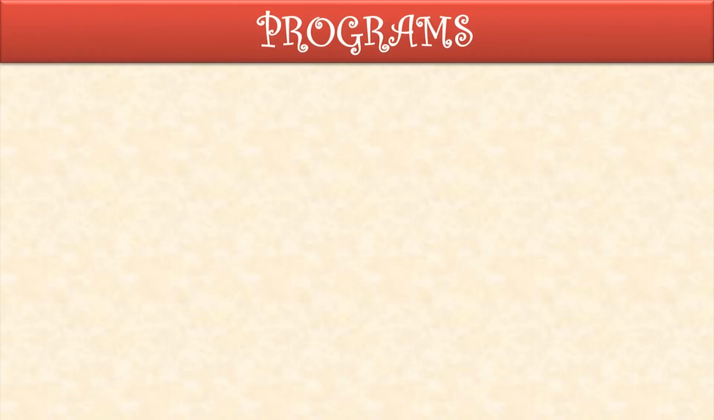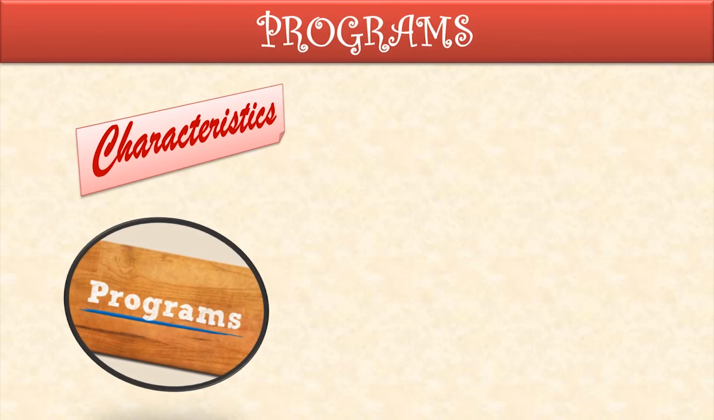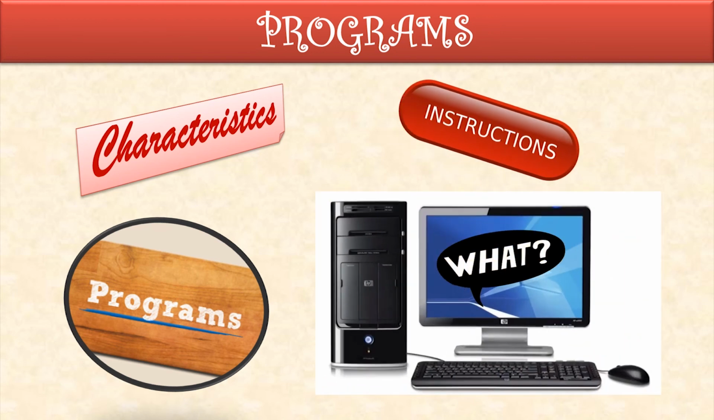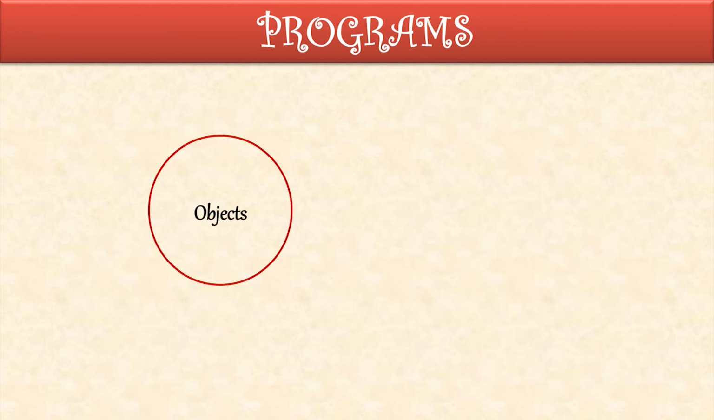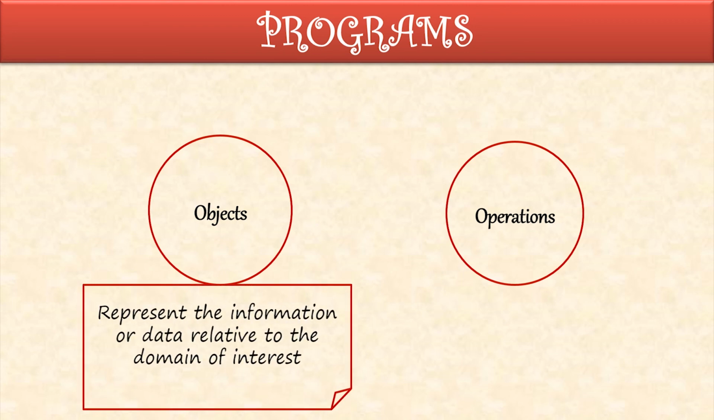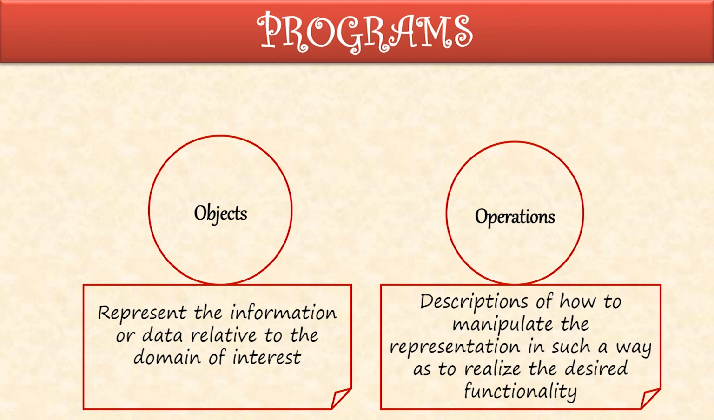Let's look at a program. The characteristics of programs are basically instructions of what a computer does. A program, independent of the language in which it's written, is constituted of two fundamental parts. Number one, objects, and number two, operations. Objects represent the information or data relative to the domain of interest. Operations are descriptions of how to manipulate the representation in such a way as to realize the desired functionality.